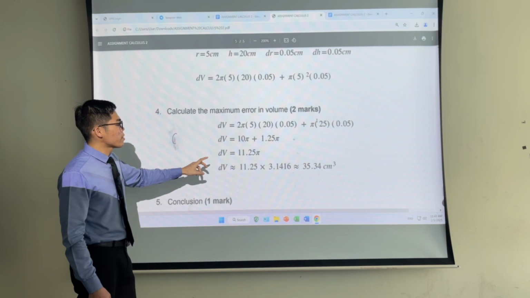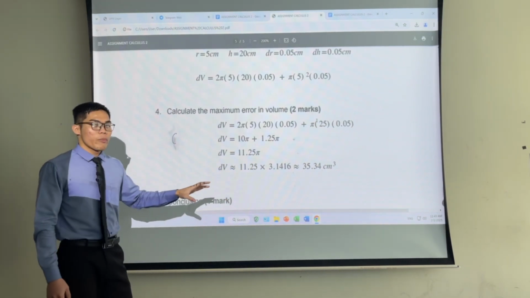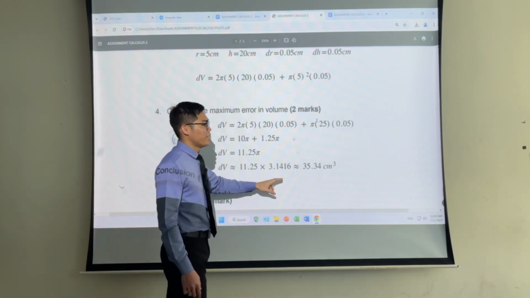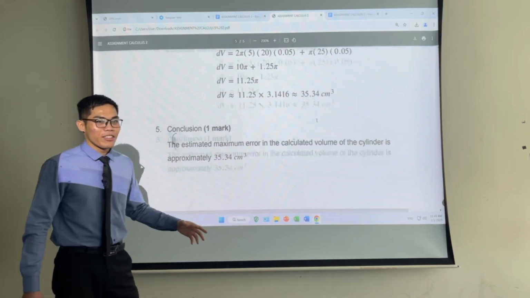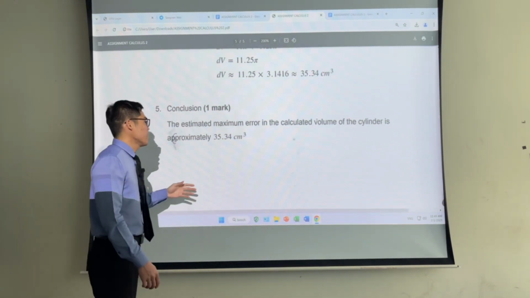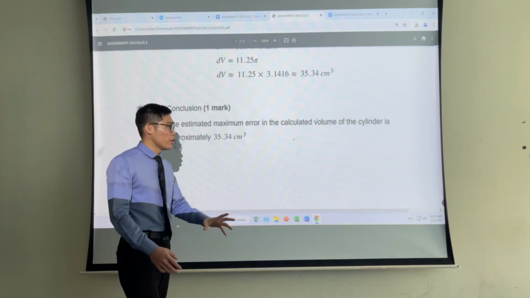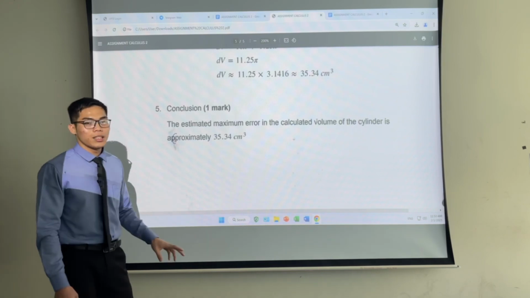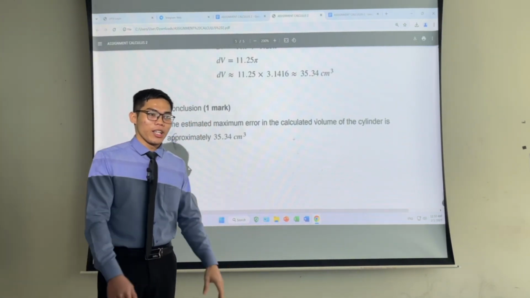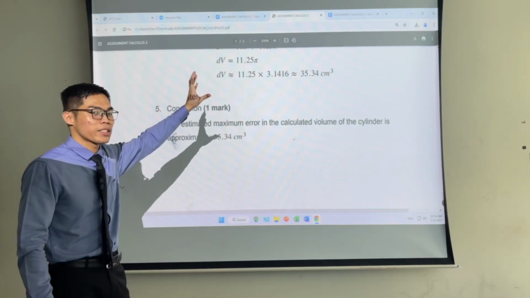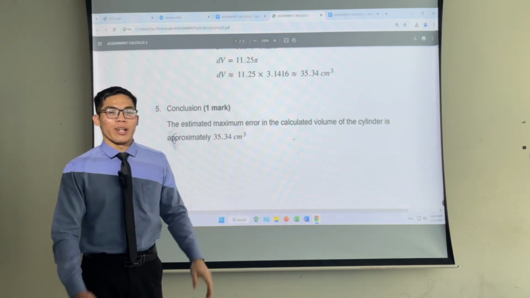So the final answer we got is 11.25 pi, and then the approximation of the maximum error is 35.34 cubic centimeters. After that, you make the conclusion for the question: the estimated maximum error in the calculated volume of the cylinder is approximately 35.34 cubic centimeters. So the total mark for this question is 6 marks. If you do it step by step, from the formula to the calculation, you get 6 marks, full marks. Okay, thank you.